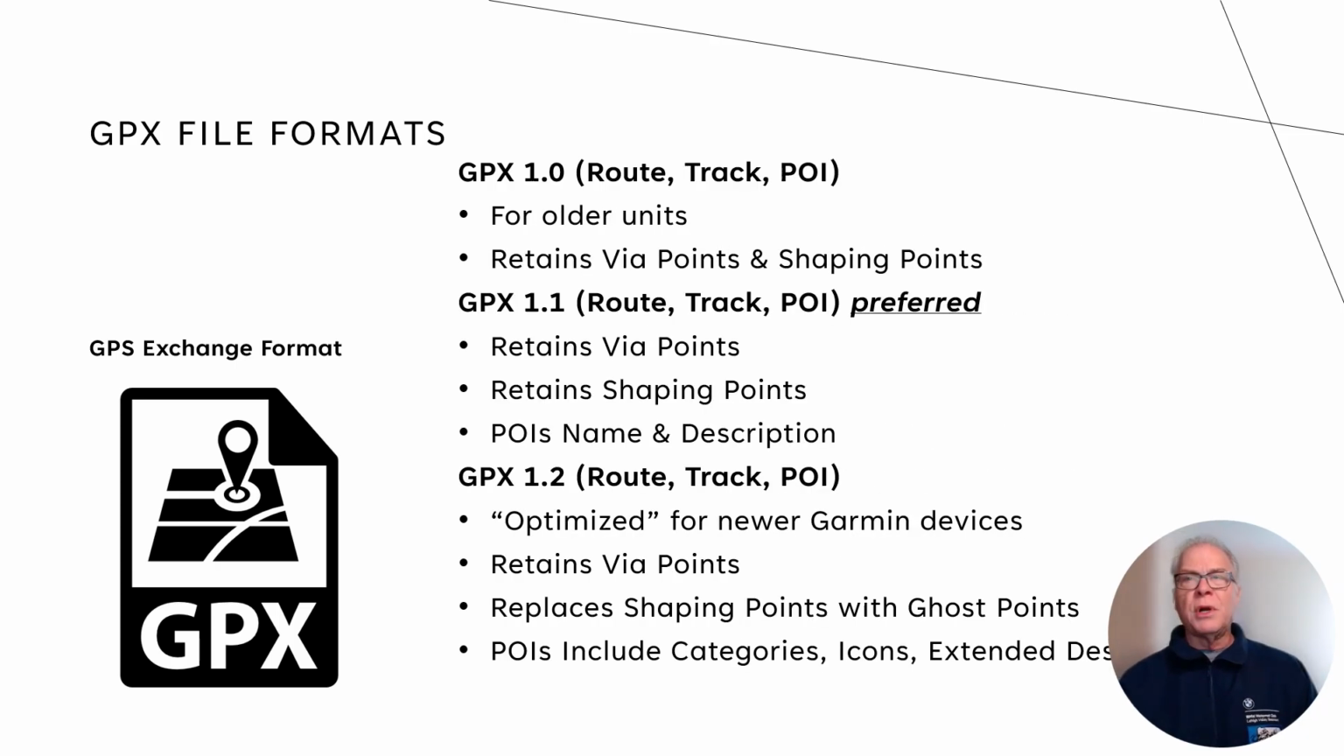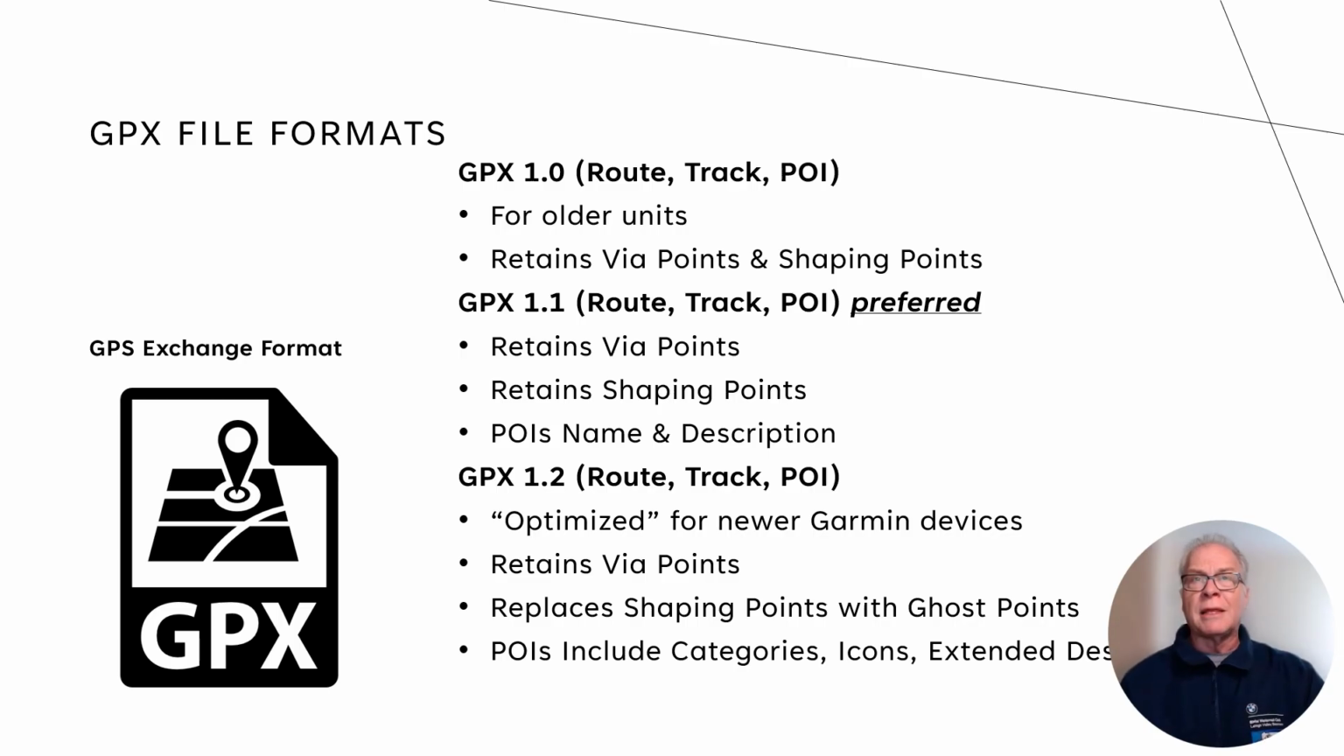All right, so we're going to use the route track type of file. And these files can include POIs. We're really not going to use those in this video. GPX 1.0 is for the older units. It does retain the via points and the shaping points. But we prefer to use GPX 1.1 for the Navigator 5 and the Navigator 6. It retains the via points and the shaping points. If you use it for POI, it has the name and descriptions.